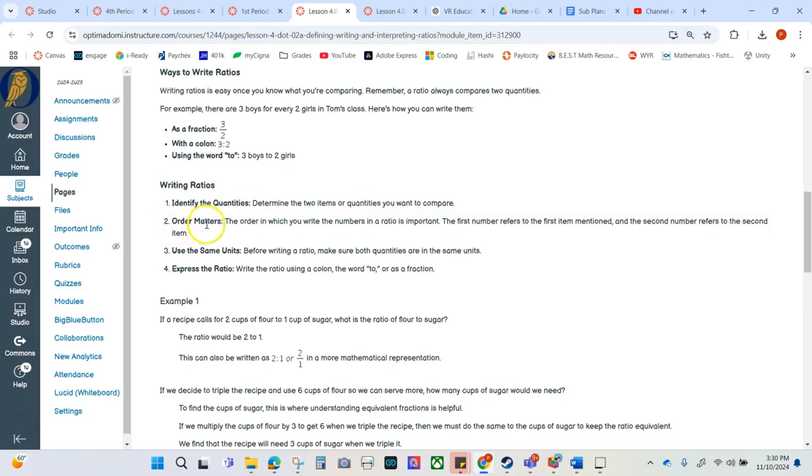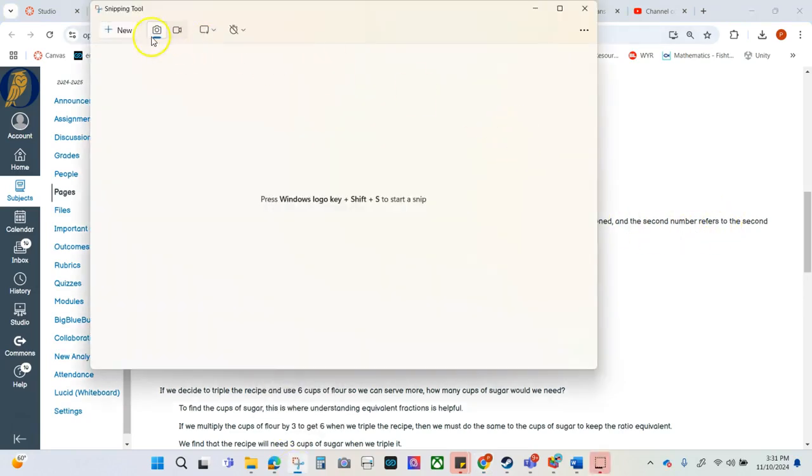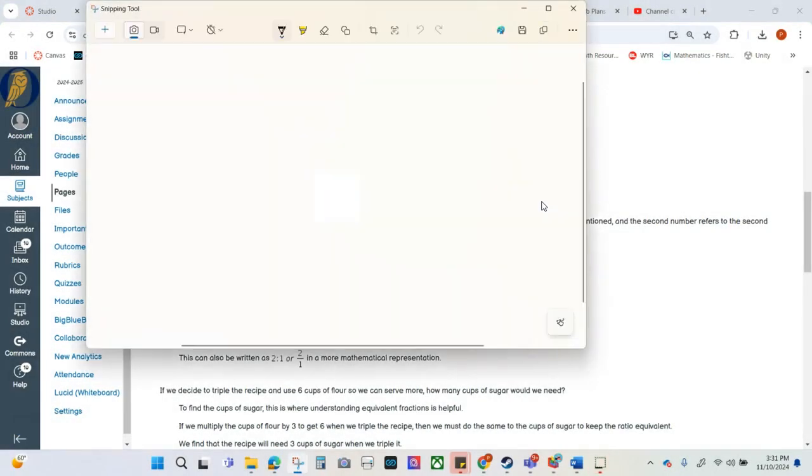Step 2, the order matters. The order in which you write the numbers in a ratio is important. The first number refers to the first item mentioned, and the second number refers to the second item mentioned. Imagine we have this situation, or this question. What is the ratio of students in Mr. Smith's class to turtles?